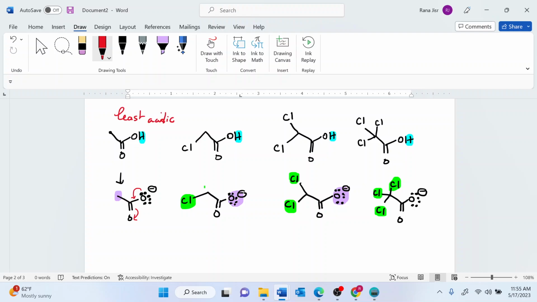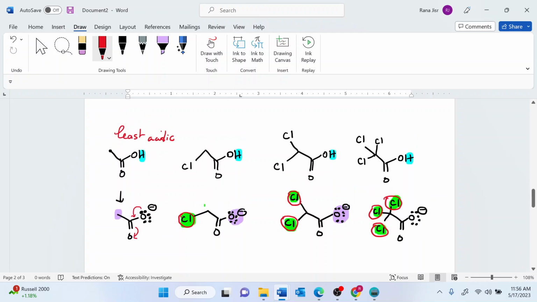So as I increase the number of chlorines in there, the effect of the electron withdrawing group is going to get higher and higher. So I am expecting that this conjugate base over here is going to have a stronger inductive effect, and it's going to be more stable. So its acid is going to be the strongest. So this is why this guy is going to be the most acidic.